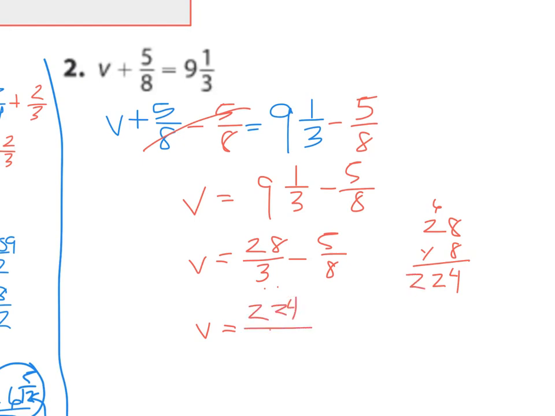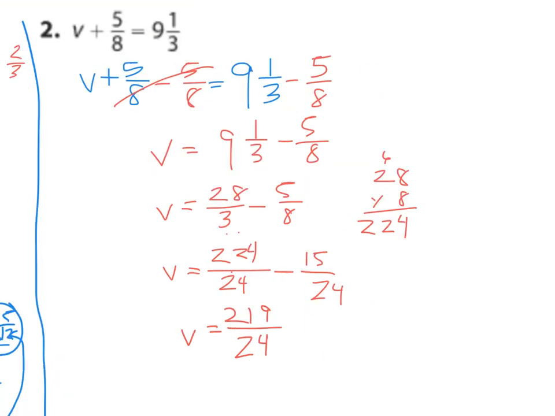and 3 times 8 is 24, minus, what do we multiply 5/8 by so that 24 is on the bottom? Oh, 3. So 5 times 3 is 15, 8 times 3 is 24. Now I can subtract because I have the same denominator. 224 minus 15, and you get 219 24ths.